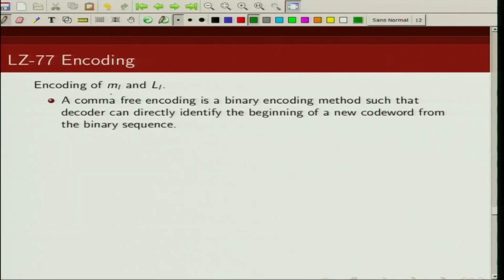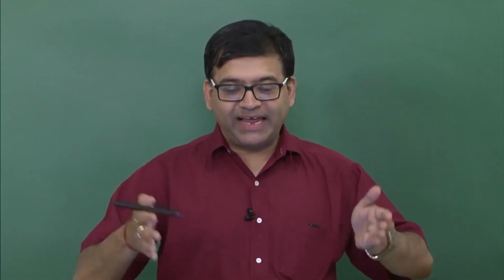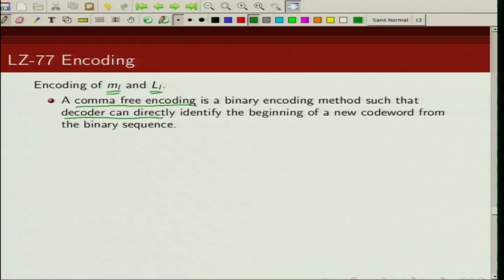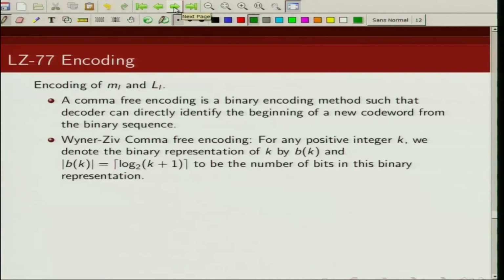So we are going to do what we call comma free encoding of M and L. Of course, if we are using variable length codes, we would like to know where the boundaries of L and M are. If we use a comma free code, the decoder can directly identify the beginning of a new code word from the sequence of numbers it is receiving. One such encoding scheme is given by Wyner and Ziv. So this is as follows.